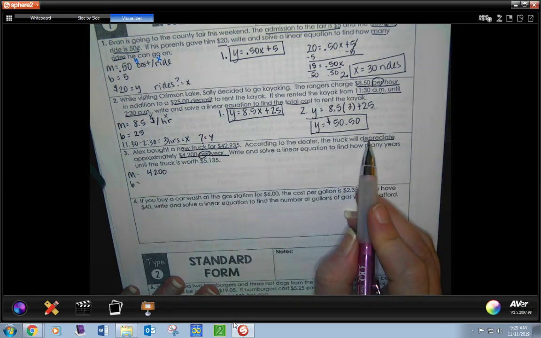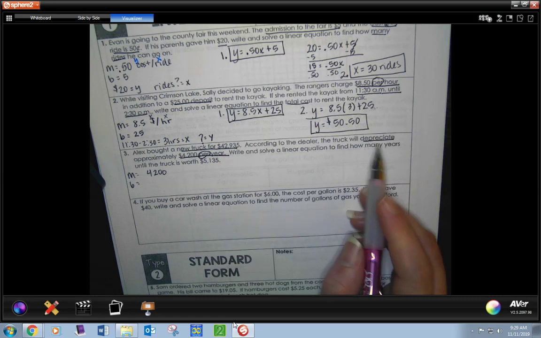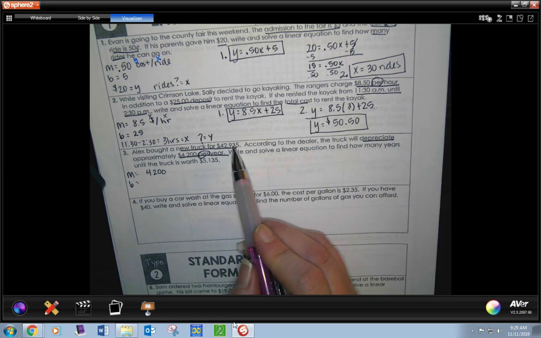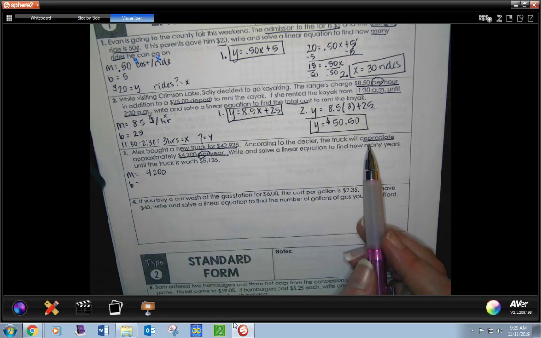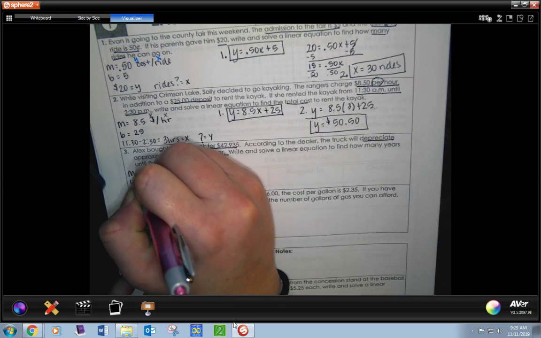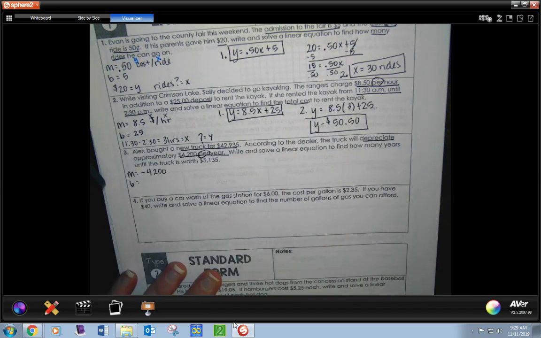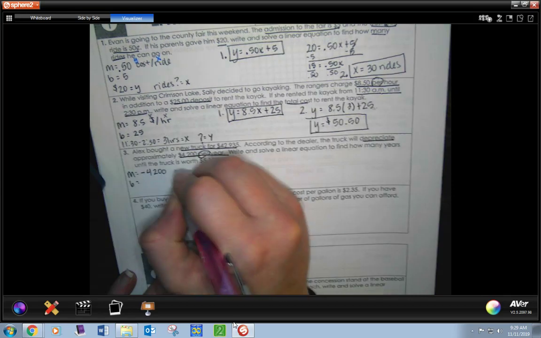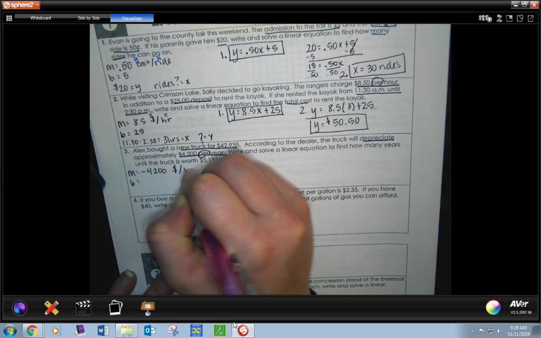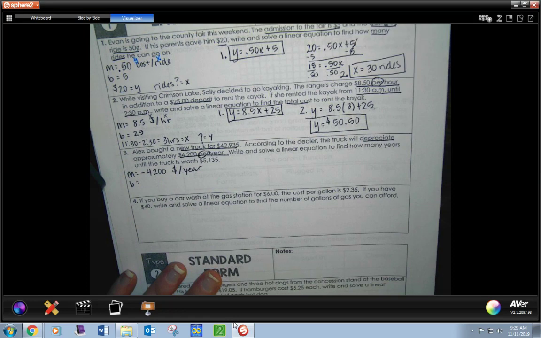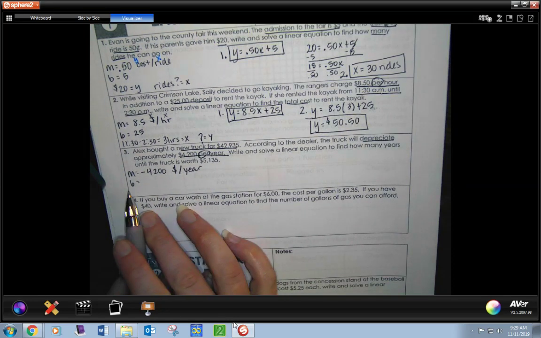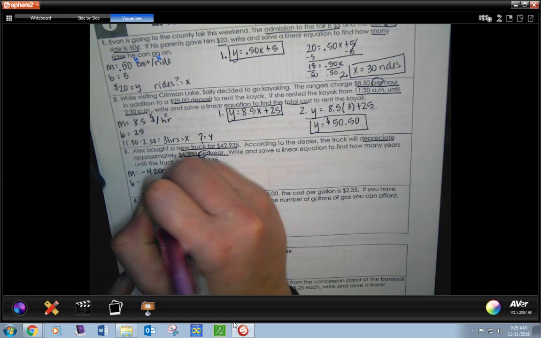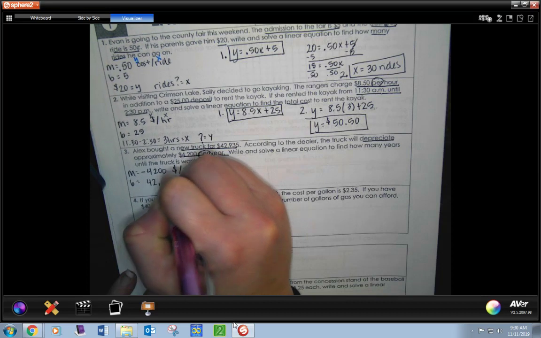Now, you need to know something about depreciate. Depreciate means this is what I paid for the truck, but I'm losing value every year. So my slope is a negative $4,200. And since we're talking about money again, this is money per year. Okay, my B is my starting cost, and it cost me $42,935 to begin with.